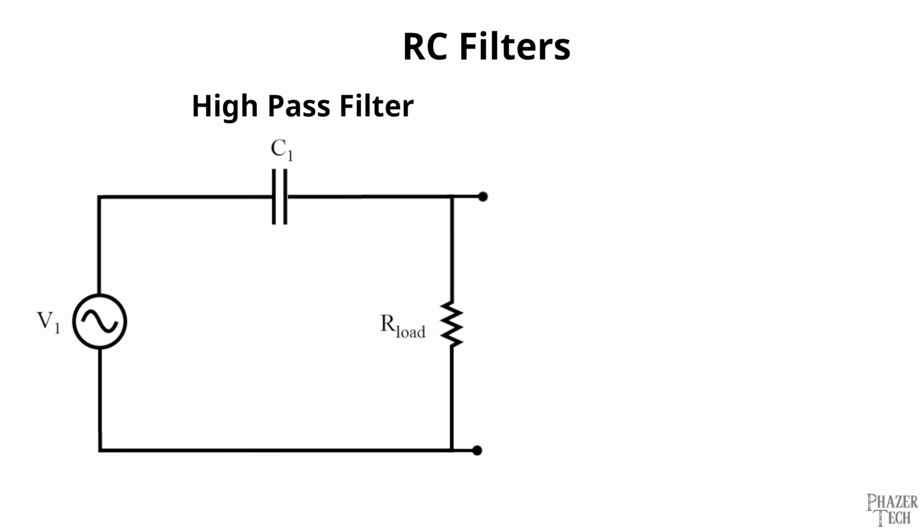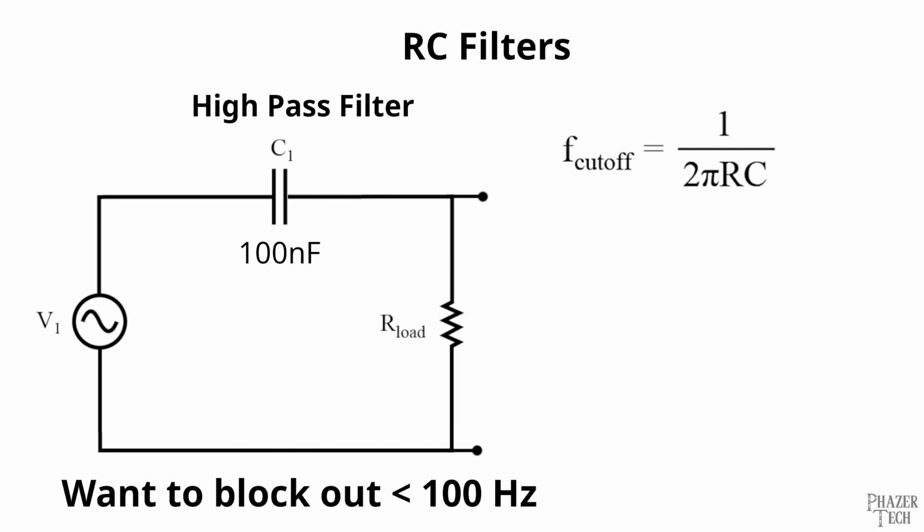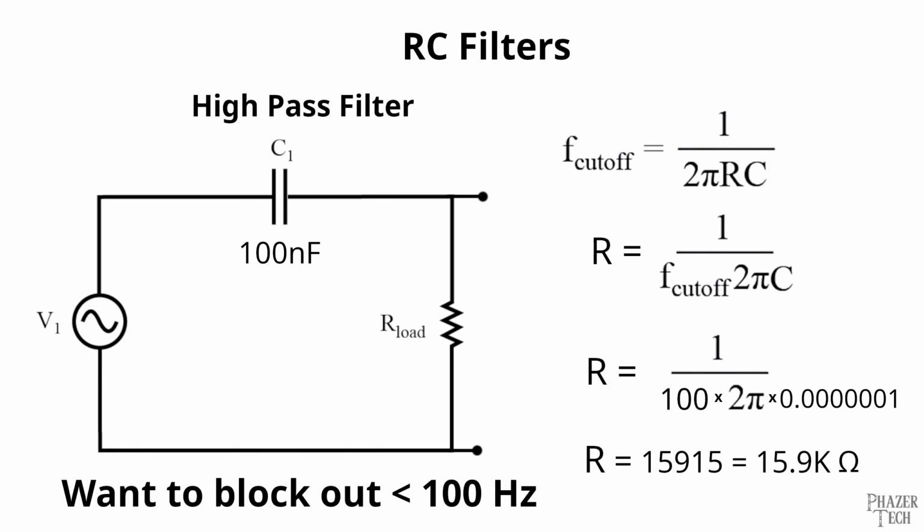This specific frequency is called the cutoff frequency, and it can be calculated with this equation: 1 over 2 times pi times the resistor value times the capacitance value. So let's say we had a 100 nanofarad capacitor, and we wanted to set a cutoff frequency of 100 Hz. We can plug these values into the equation to determine which resistor value we should use. This comes out to roughly 15.9 kiloohms.